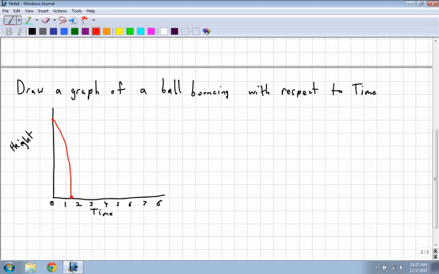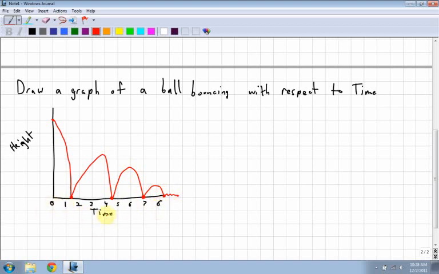And once it hits the ground, it's going to bounce back up to a certain height, come back down, bounce again, come back up, bounce again, and so on, until the ball comes to rest. So if I'm drawing a graph of a ball bouncing with respect to time, this would be a very accurate graph, right? I drop it from a certain height, it bounces, bounces, bounces, and so on. And time is always moving, time never stops.